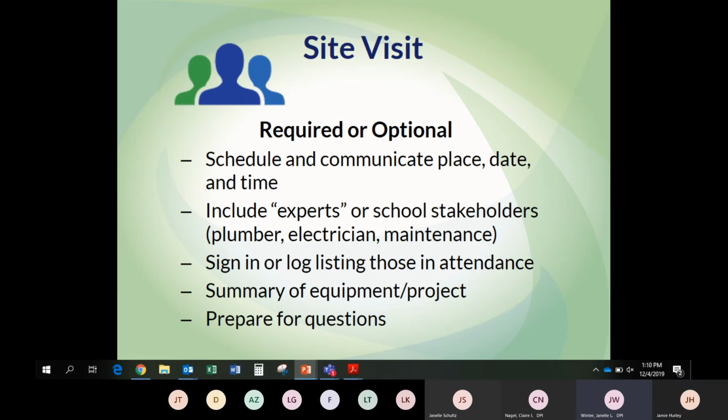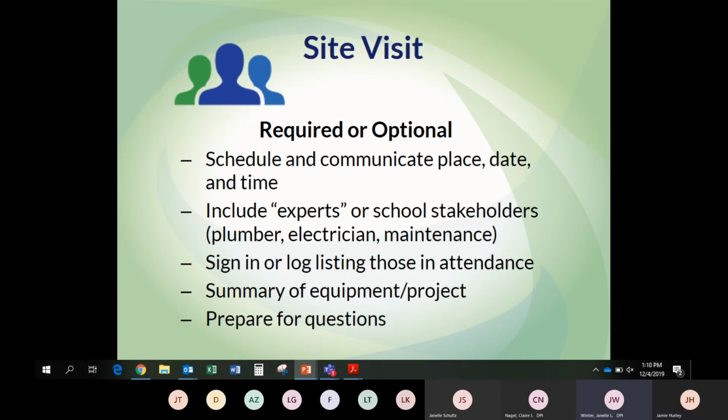Summary of equipment and your project. Be ready to give a summary of what the project or the equipment is that you're purchasing. Be able to go to the physical location of the equipment where it is being either replaced or will be installed, so that it gives all the details that the bidder will be looking at. And then be prepared for questions.